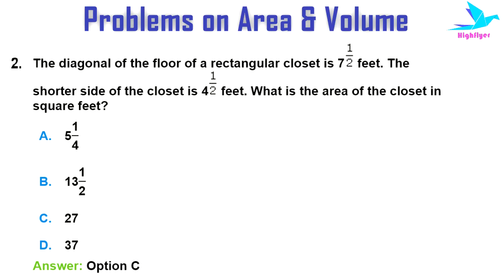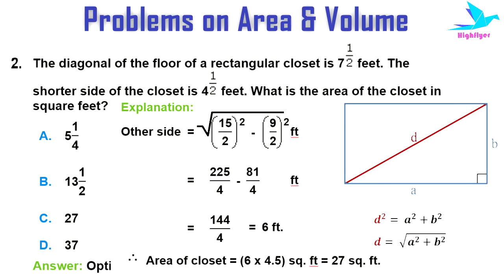27. Let's see how. So here, as the diagonal and one side of the closet is given, let's find the other side. Straight away, we'll use Pythagoras theorem here. So other side equals root over 15 by 2 square minus 9 by 2 square, that is equal to root over 225 by 4 minus 81 by 4, equals root over 144 by 4, that is equal to 6. So area of the closet is length into breadth.